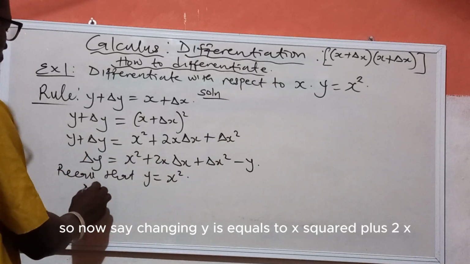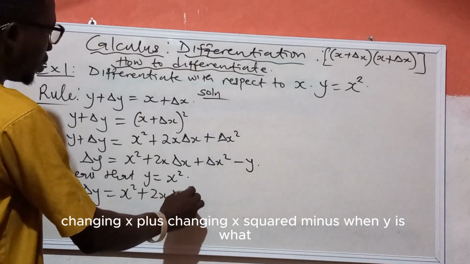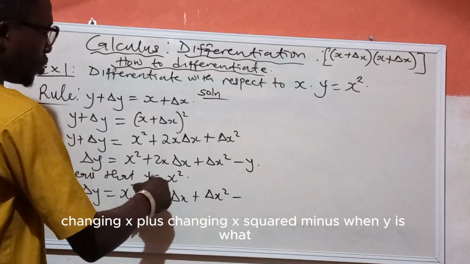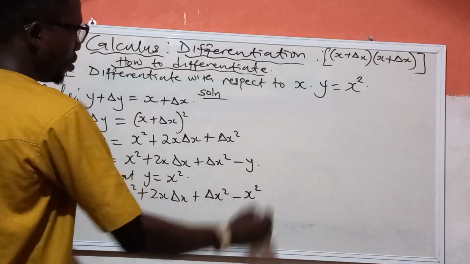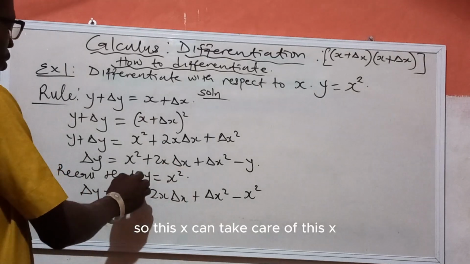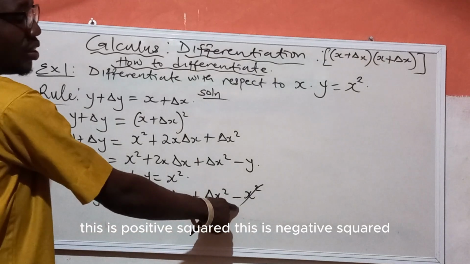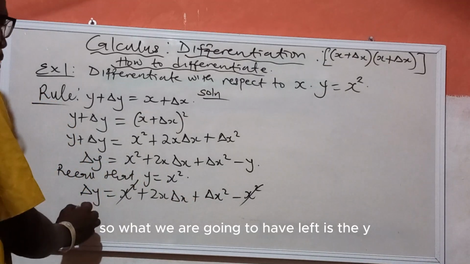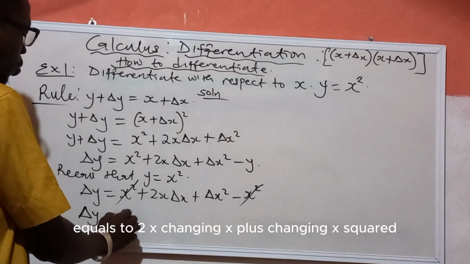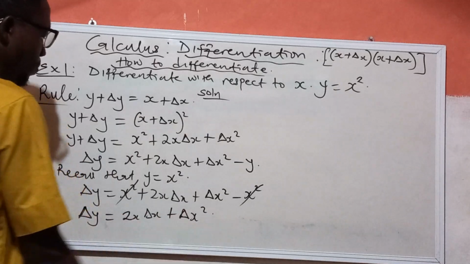So now we say change in y is equals to x squared plus 2x change in x plus change in x squared minus, when y is what? X squared. You recall that y is equals to what? X squared. So this x squared can take care of this x squared. This is positive x squared. This is negative x squared. So what we are going to have left is change in y equals to 2x change in x plus change in x squared.